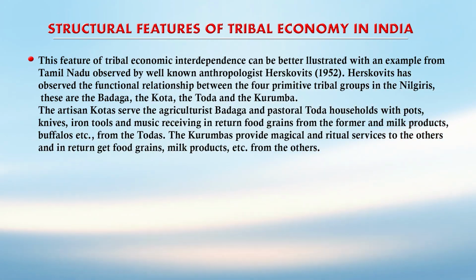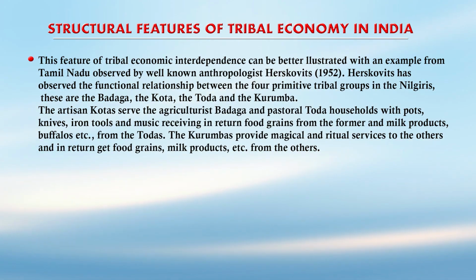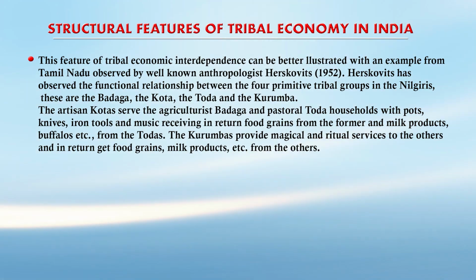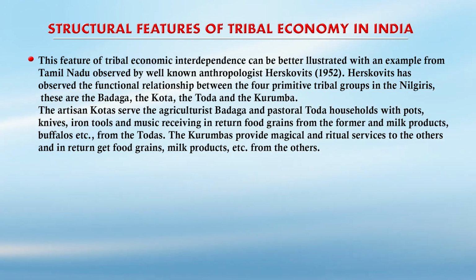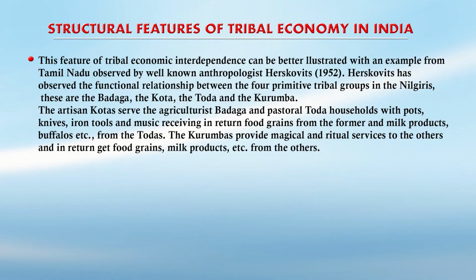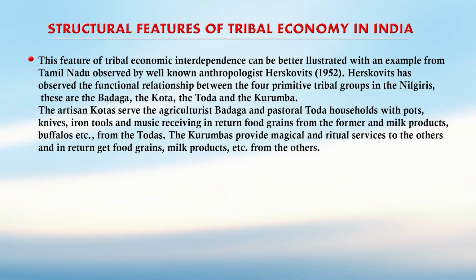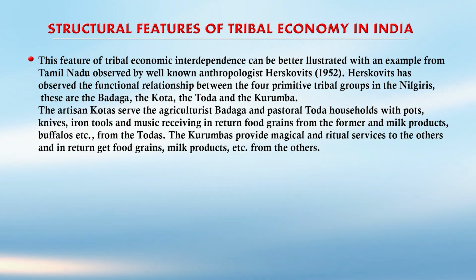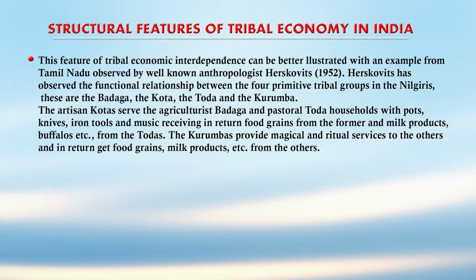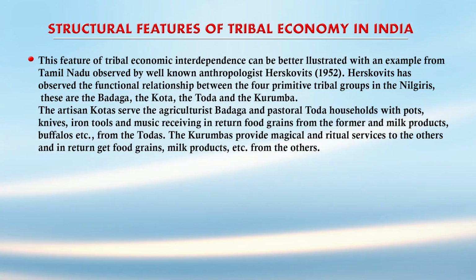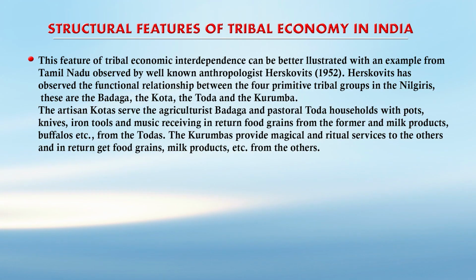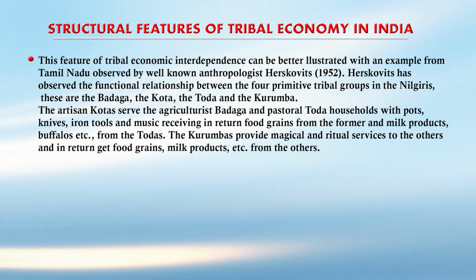The artisan Kotas serve the agriculturist Badaga and the pastoral Toda households with pots, knives, iron tools, and music, receiving in return food grains from the former and milk products, buffaloes, etc. from the Todas. The Kurumbas provide magical and ritual services to the others and in return get food grains, milk products, etc. from them.